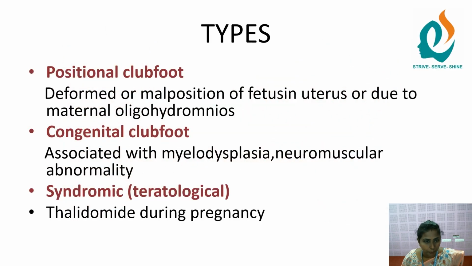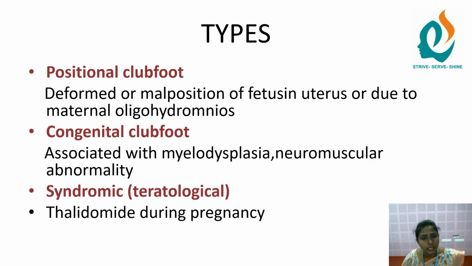So next is types. The first type is positional club foot. When we consider positional club foot, it is the deformed or malpositioned fetus. You can see that the baby is being placed in the uterus, that is, the baby is going to be in the womb in a particular position.